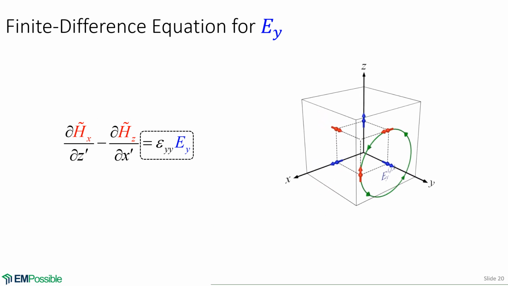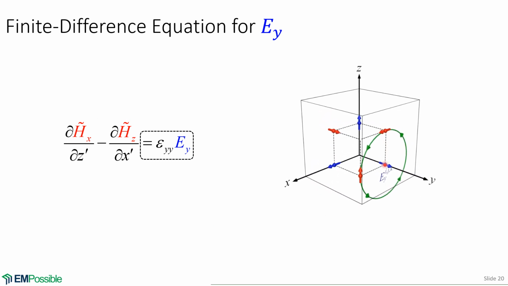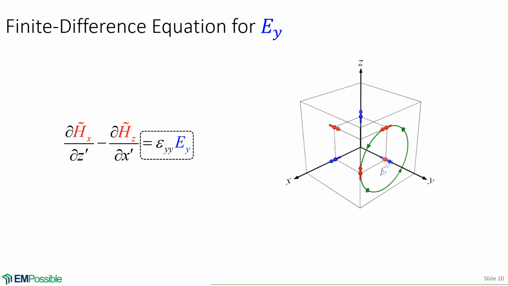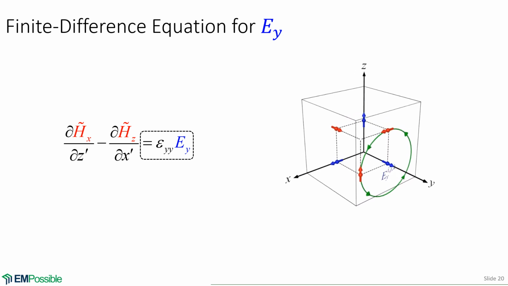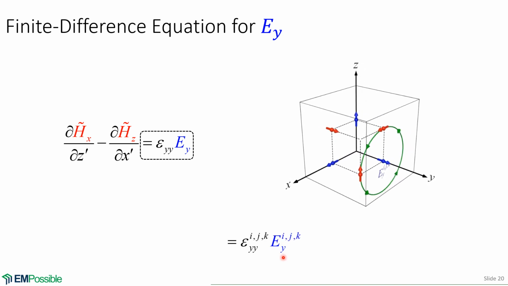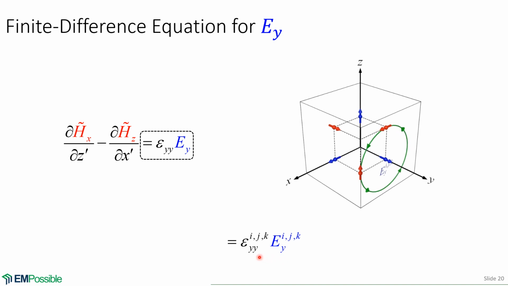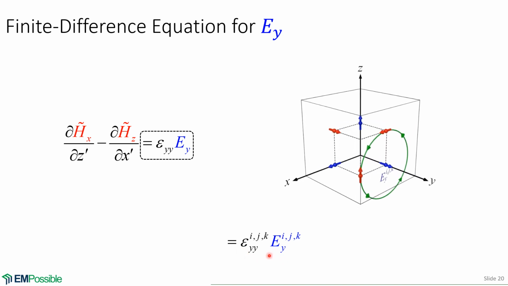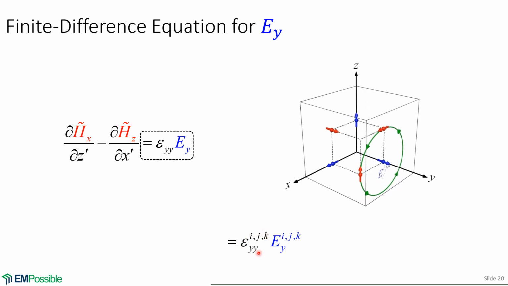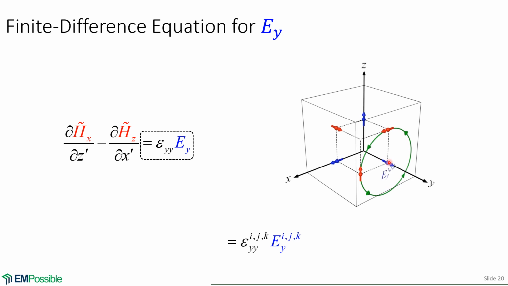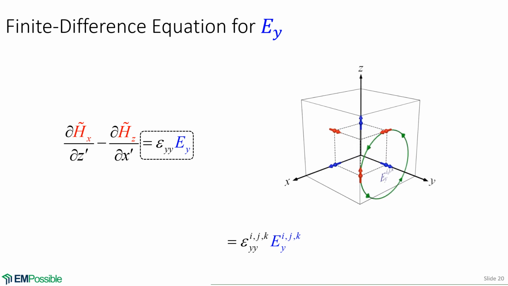On to the equation for Ey. Here's our Ey component. So we would like all terms in this finite difference approximation to exist right where Ey exists. So of course, Ey exists where Ey exists. That doesn't even need to be said. But since our permittivity, epsilon yy, is multiplying Ey, we're going to define epsilon yy to exist at the same point. So our epsilon yy will be taken from these points in the Yee cells.